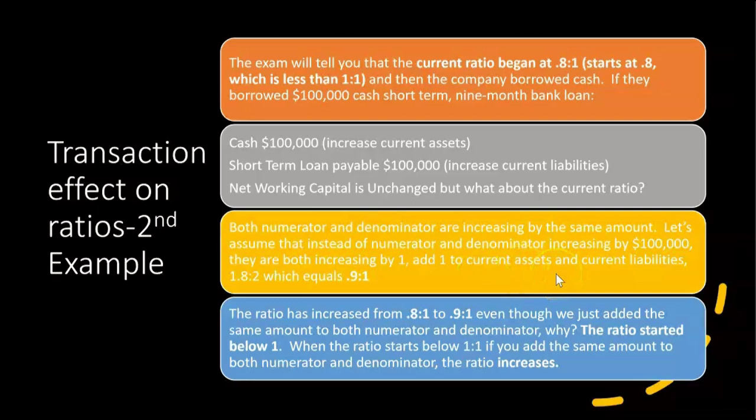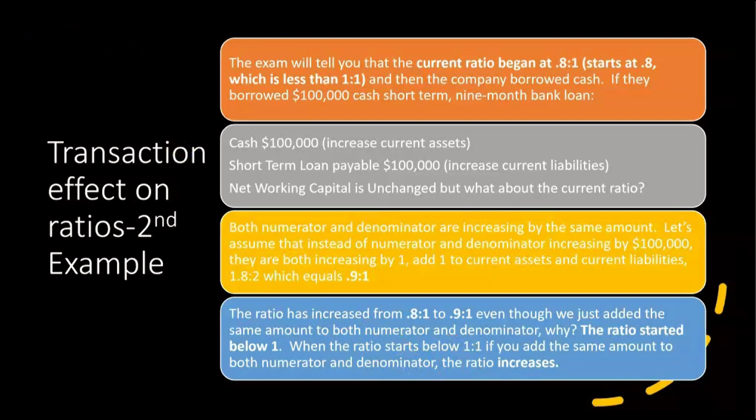So that means we go from 0.8 to 1 to 1.8 to 2. And 1.8 to 2 equals 0.9 to 1. So the current ratio has increased from 0.8 to 1 to 0.9 to 1, even though we just added the same amount to both numerator and denominator. Why? It's all because the ratio started below 1 to 1. When the ratio starts below 1 to 1, if you add the same amount to both numerator and denominator, the ratio will always increase. In this case, it was the current ratio.